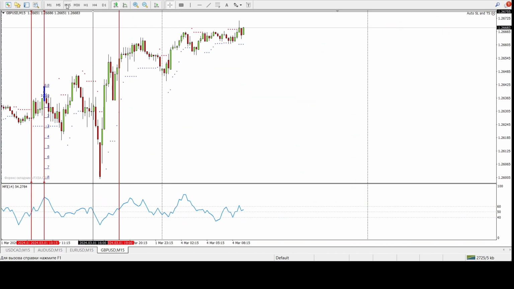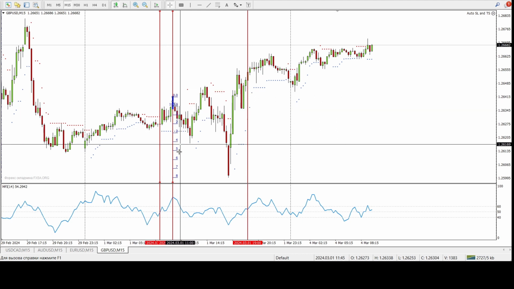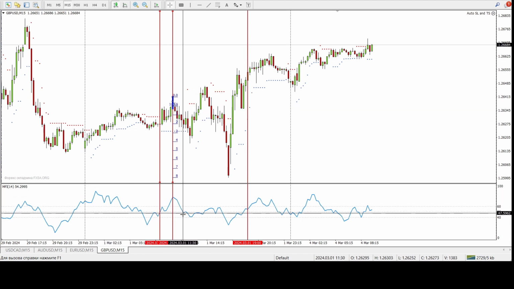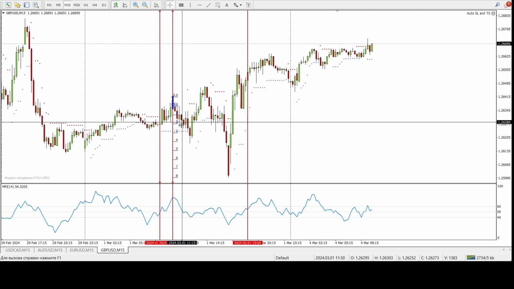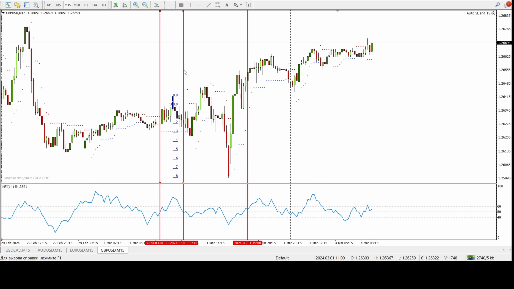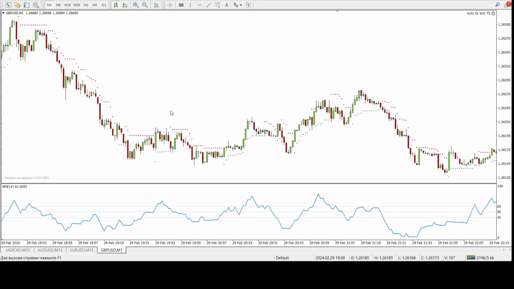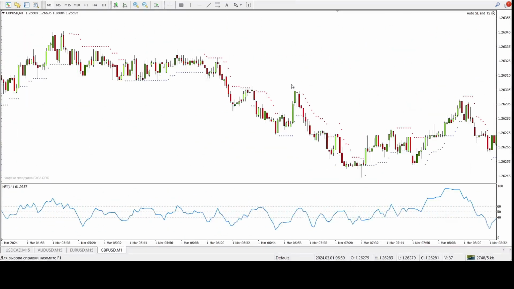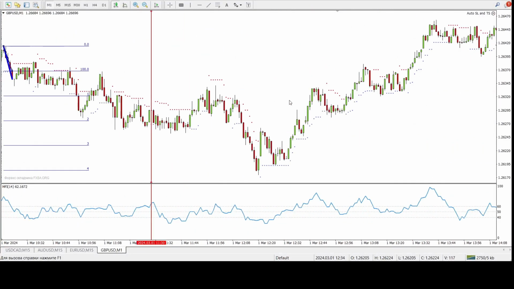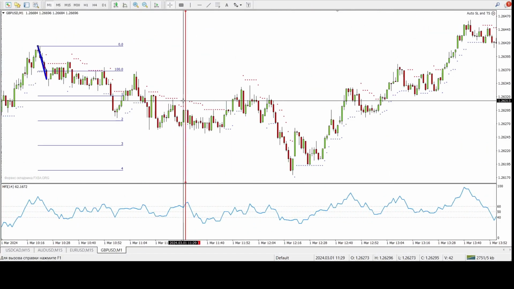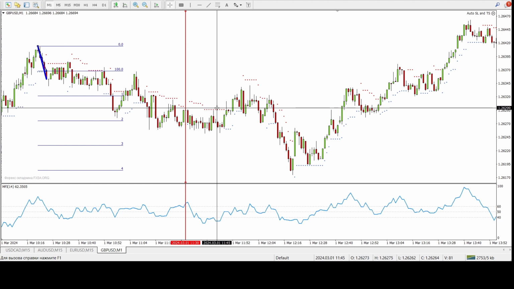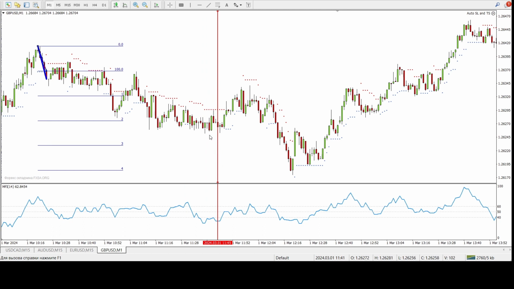Go to M15. The price has entered the zone less than 50 on MFI. From now on, we are looking to buy. Go to M1. Also 15 minutes. From now on, we are looking for a purchase.